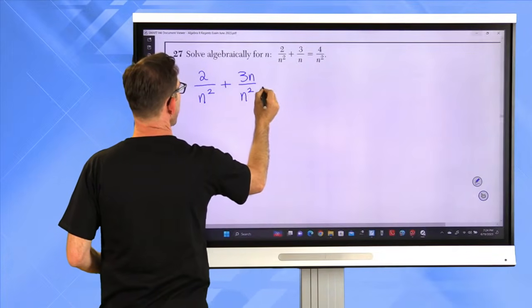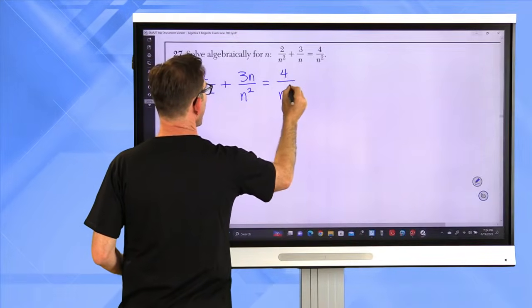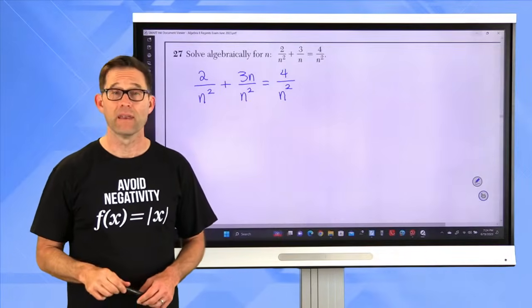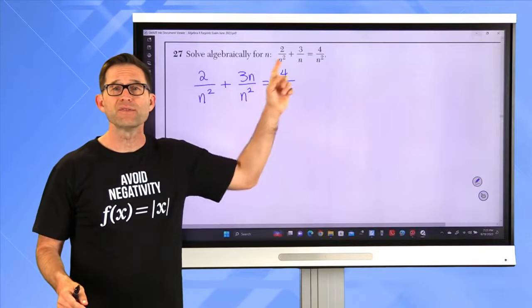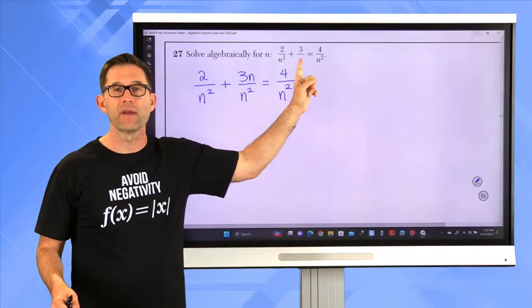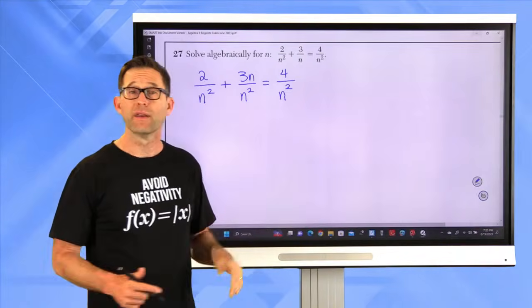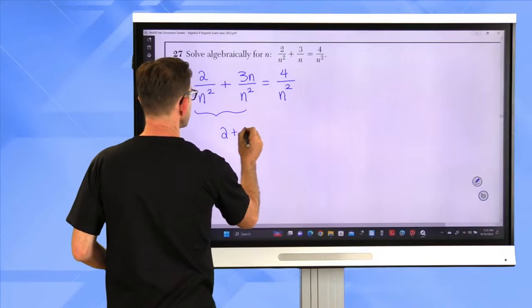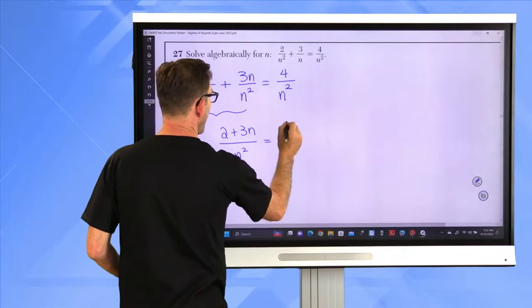And I can do that by taking that second fraction, it's the only one I have to deal with, and multiplying the numerator and the denominator by n. That's the way we always change a fraction to get a new denominator. I just multiplied n down here and n up there, and I got 3n over n squared. Why did I do that? Because now I can combine these two and write (2 + 3n) over n squared is equal to 4 over n squared.